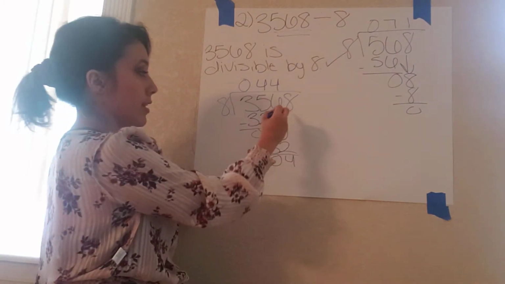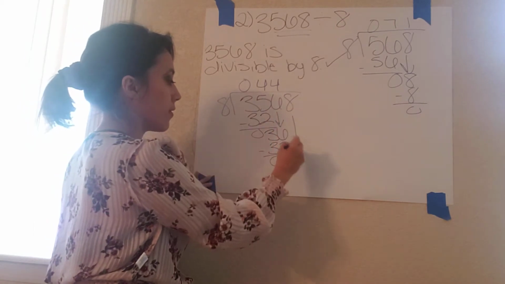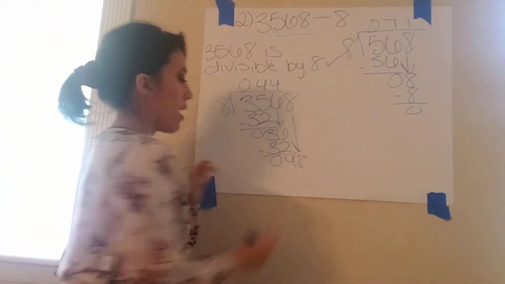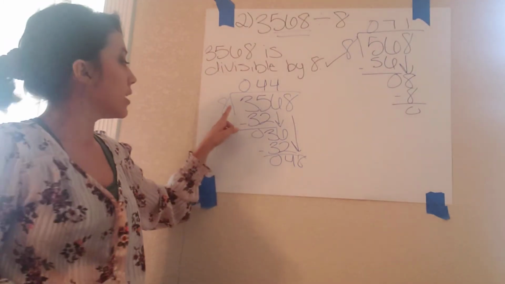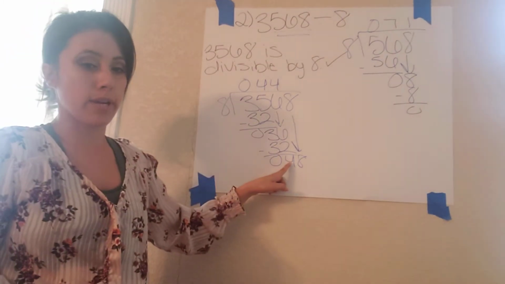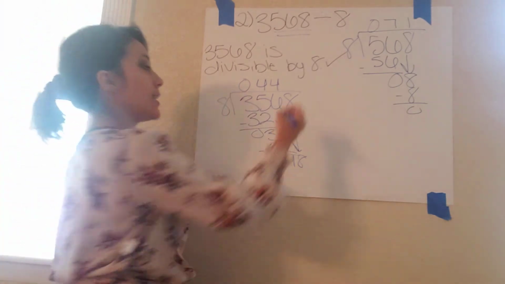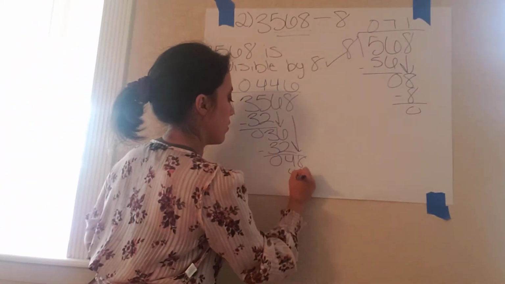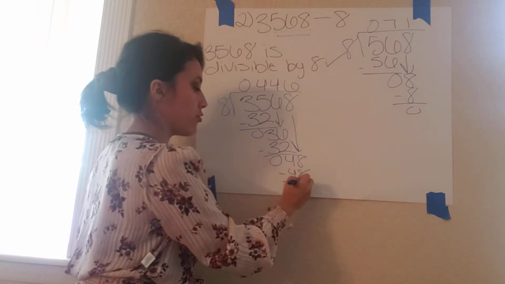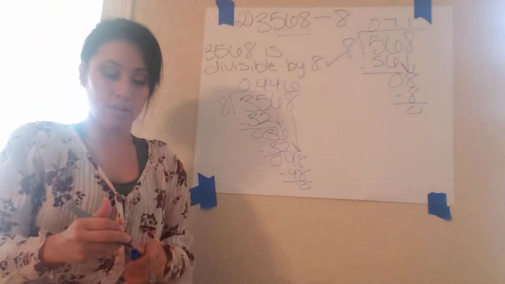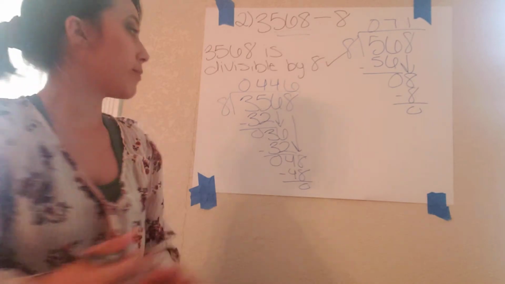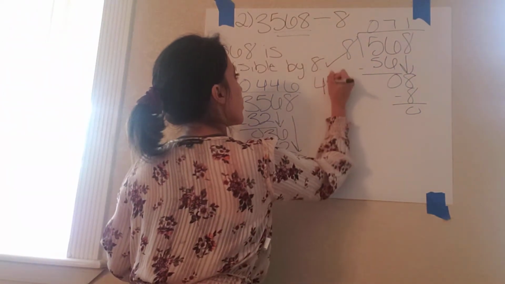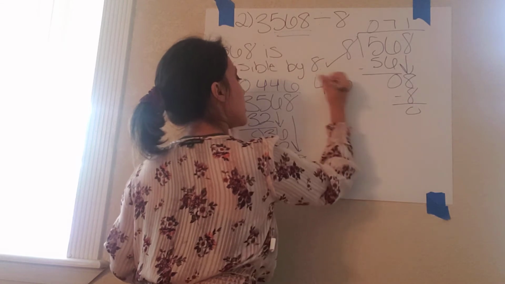We're going to bring down the digit 8 from the ones place, and we got to see how many times 8 goes into 48. We know 8 times 6 equals 48. So 48 minus 48 equals 0. So now we have the answer to the division problem. It is 446.